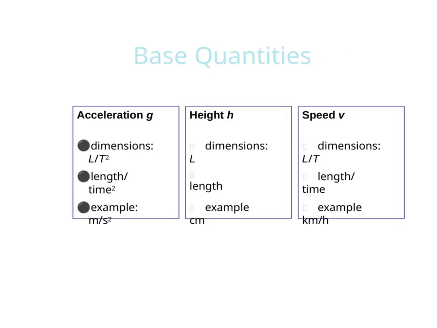Let's break down some base quantities and their dimensions. Speed is a good starting point. It's measured in kilometers per hour, combining length and time. So its dimensions are length over time. Height, on the other hand, is simpler, just a length, like centimeters. Then we have acceleration, measured in meters per second squared, which involves length over time squared. These fundamental quantities help us understand how different physical properties relate to each other.